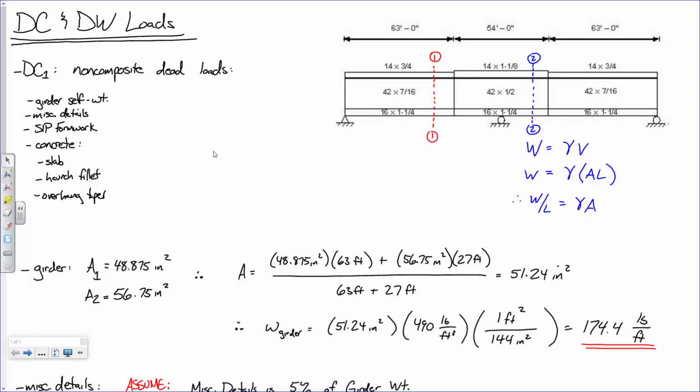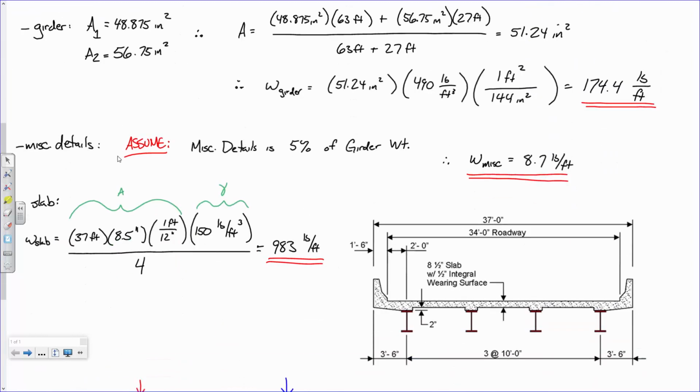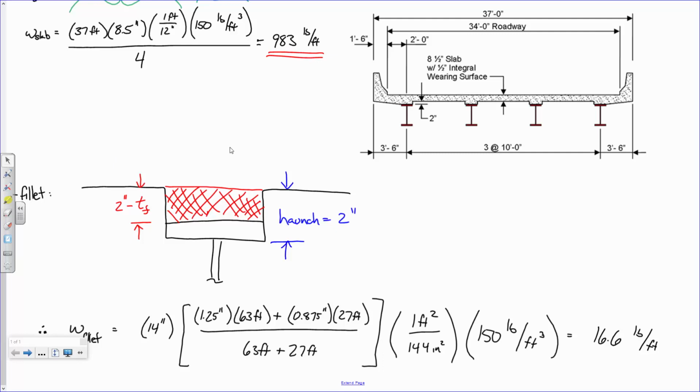Okay, let's continue our discussion of dead loads. Ultimately, what we're trying to determine is all of the associated dead loads for this given bridge. We split this up into DC1, DC2, and DW. We'll do the DC2 and DW later. They're actually pretty straightforward for a bridge like this. But the DC1 has a lot of different components. There's the girder, the miscellaneous details, the slab, and then we did the fillet, and that's where we stopped, right? Now there's one more component to the slab that I want to discuss, and that's the overhang taper.